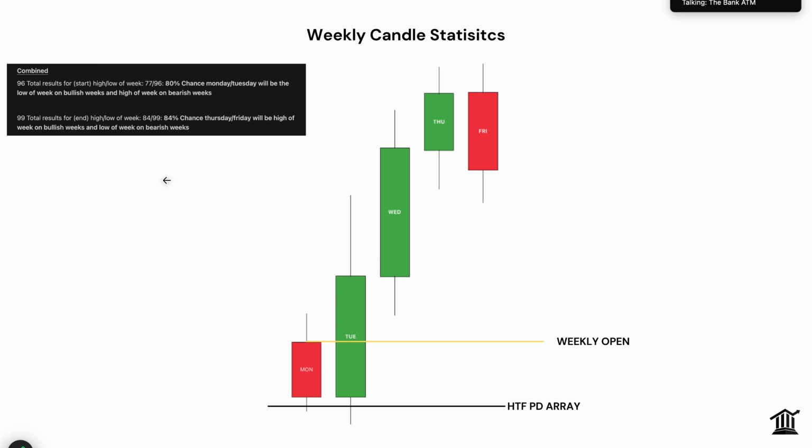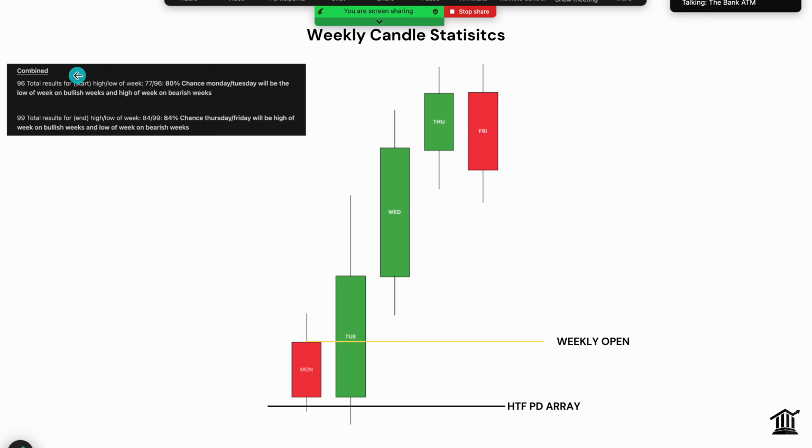Another one that I use quite a lot is the weekly candle statistics. I think it was 2 years worth of price action, and I literally logged the high and the low of the weekly candle. And again, all this stuff that I'm showing you is not special to me. You can go and prove this to yourself, and I would urge you to do that as well.